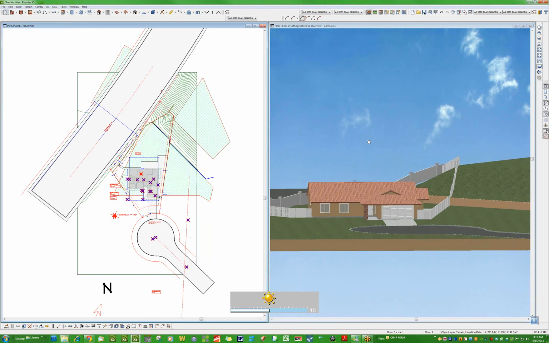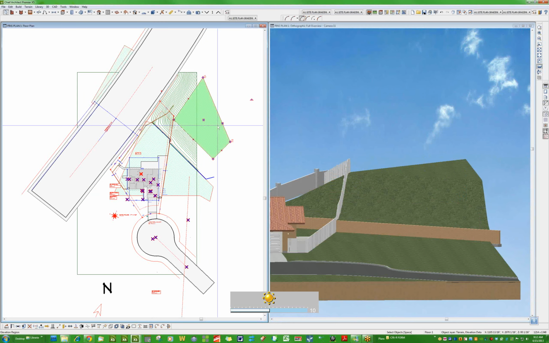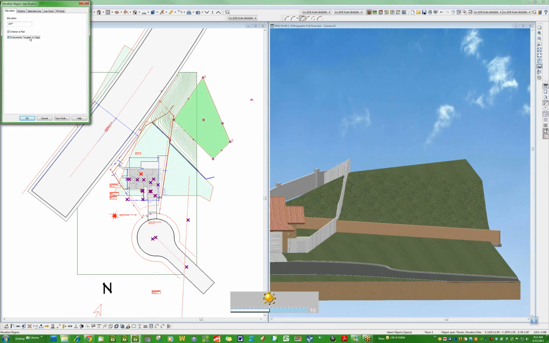But now watch some of these other terrain regions and what happens when I change these things. Watch this one here, I think. If I check this, what happens?